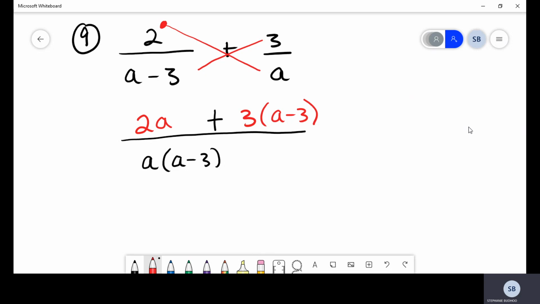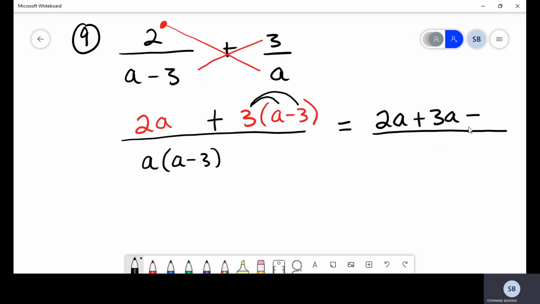Now, finally, in this question here, what we're going to do is clean up our numerator. We see we have brackets, so we need to distribute. So our numerator is going to look like this. We are going to leave that 2a there. Then distributing our brackets, we get 3 multiplied by a gives us 3a. And then finally, 3 multiplied by negative 3 will give us negative 9.